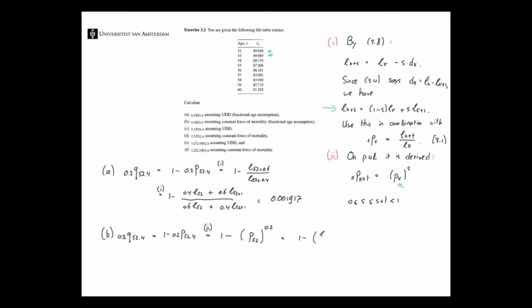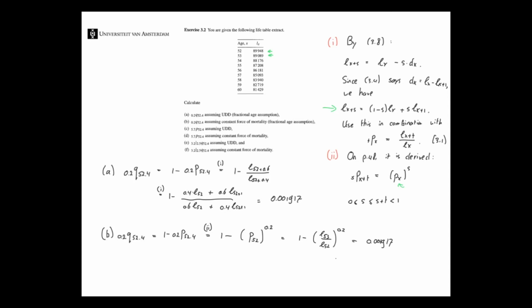X is in this case 52, so Lx plus 1 is 53. L53 divided by L52 to the power 0.2. And again, you can plug in the numbers from the life table, the ones in green above, and this will give you the same answer. It should give you 0.001917. Right, so we see that this is indeed the same number.